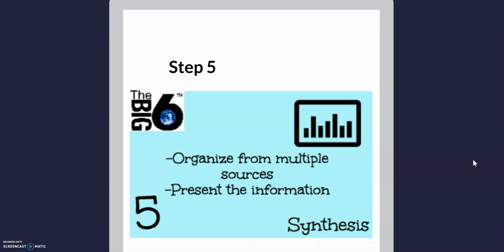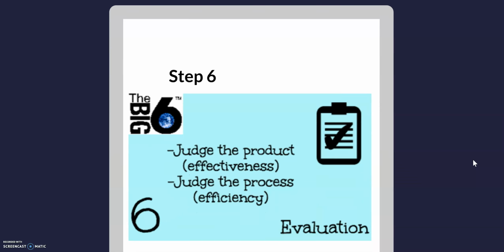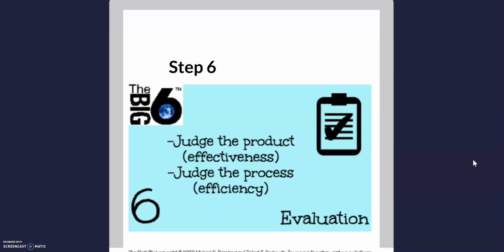How do you ensure that you're going to get a good grade? Well, that kind of goes with step 6 for our evaluation. You're going to judge the product's effectiveness. So, did this paper complete the task that your teacher set out for you? Have you paid attention to the rubric that she has given? Have you edited and revised your paper?